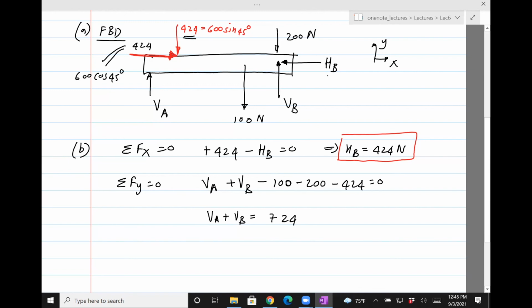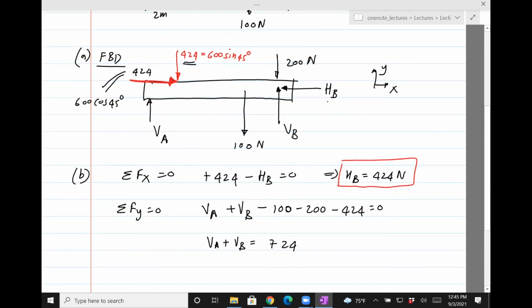Okay, so this equation, unfortunately, doesn't let us solve for VA and VB. It only gives a linear combination of the two. So we need to invoke the third equation to solve for VA and VB. So what we'll do is we'll take moments. Now, you have multiple choices to take moments. You could take moments about A, you could take moments about B, you could take moments at the 100 newtons or the 600 Newton force, wherever you choose to. The recommendation is usually if you take it at one of those reaction forces, then it will eliminate those forces in that equation.